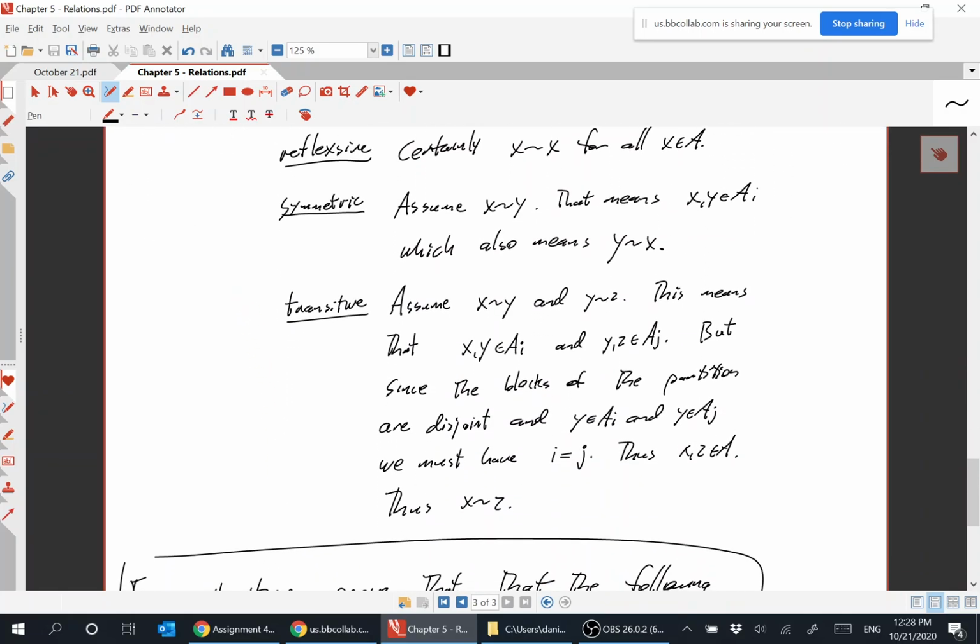And then transitivity, assuming that X is related to Y and Y is related to Z. This means that X and Y are in the same block, AI, and Y and Z are in the same block, AJ. But Y is in both of these pairs, and Y is only in one block, because the blocks are disjoint. So AI and AJ must actually be the same block. Thus, X and Z are in the same block.